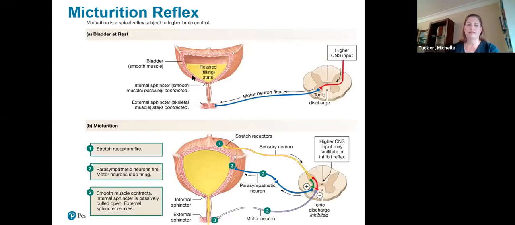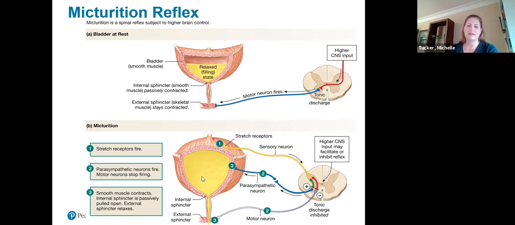So at rest, the bladder is relaxed. There are stretch receptors in the bladder, and so they are not being activated. So they are not sending messages to the integration center, the pons, we'll talk about the pontine centers, to initiate this reflex. However, we are getting voluntary muscle tone to keep this external sphincter closed. But it doesn't require a lot of effort because this one is closed as well.